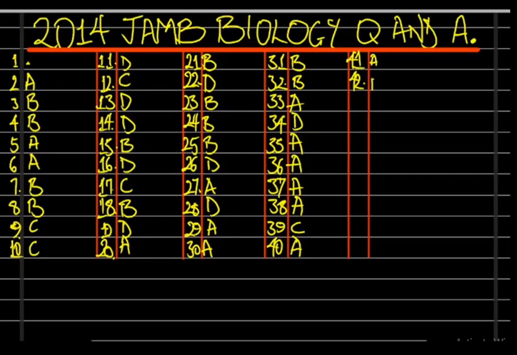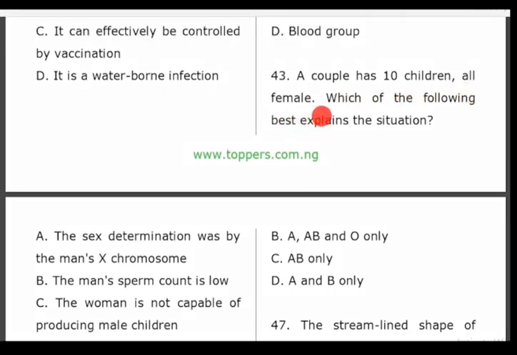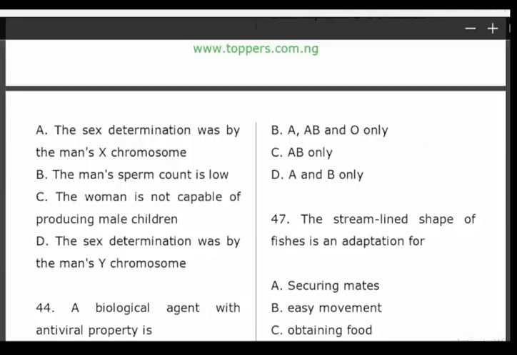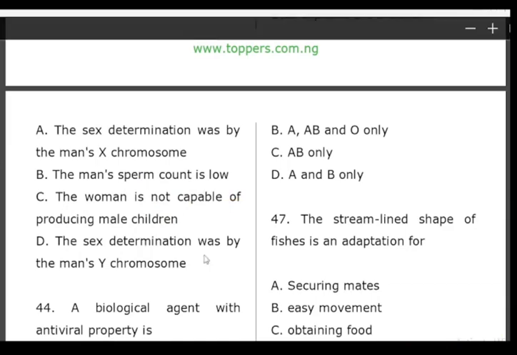Option B. And then for 43, a couple has 10 children, all females. Which of the following best explains the situation? A says the sex determination was by the man's X chromosomes. B, the man's sperm count is low. C, the woman is not capable of reproducing male children. And D, the sex determination was by the man's Y chromosome.